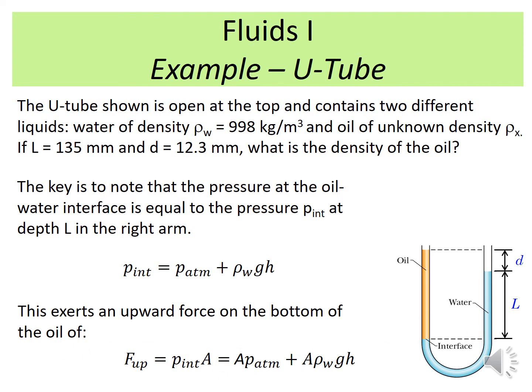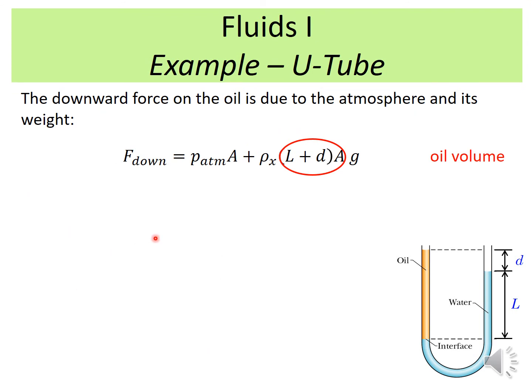When we are in equilibrium, we also have a force which is pushing down, and this downward force is coming from the atmospheric pressure here plus the weight of the column of the oil. So this is P atmospheric times A, and then I have rho, the density, times the volume of my oil, and then again multiplied with G.